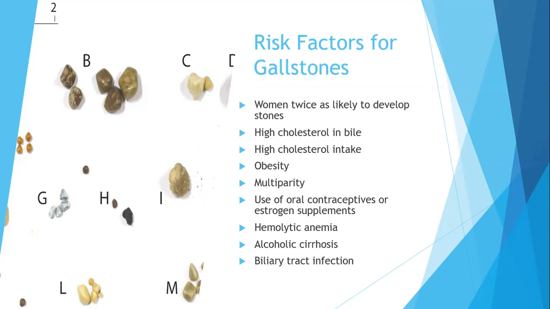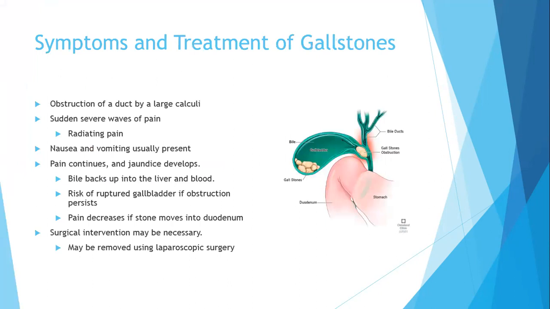You can see these are little pictures of different types of gallstones. They can be all different sizes, shapes, colors, consistencies. Usually people don't get treated because they don't know they have stones until there's obstruction of a duct. They get sudden severe waves of radiating pain and sometimes nausea and vomiting, usually nausea and vomiting. If the pain continues and jaundice develops, the bile backs up into the liver and blood. You're risking a ruptured gallbladder if the obstruction persists.